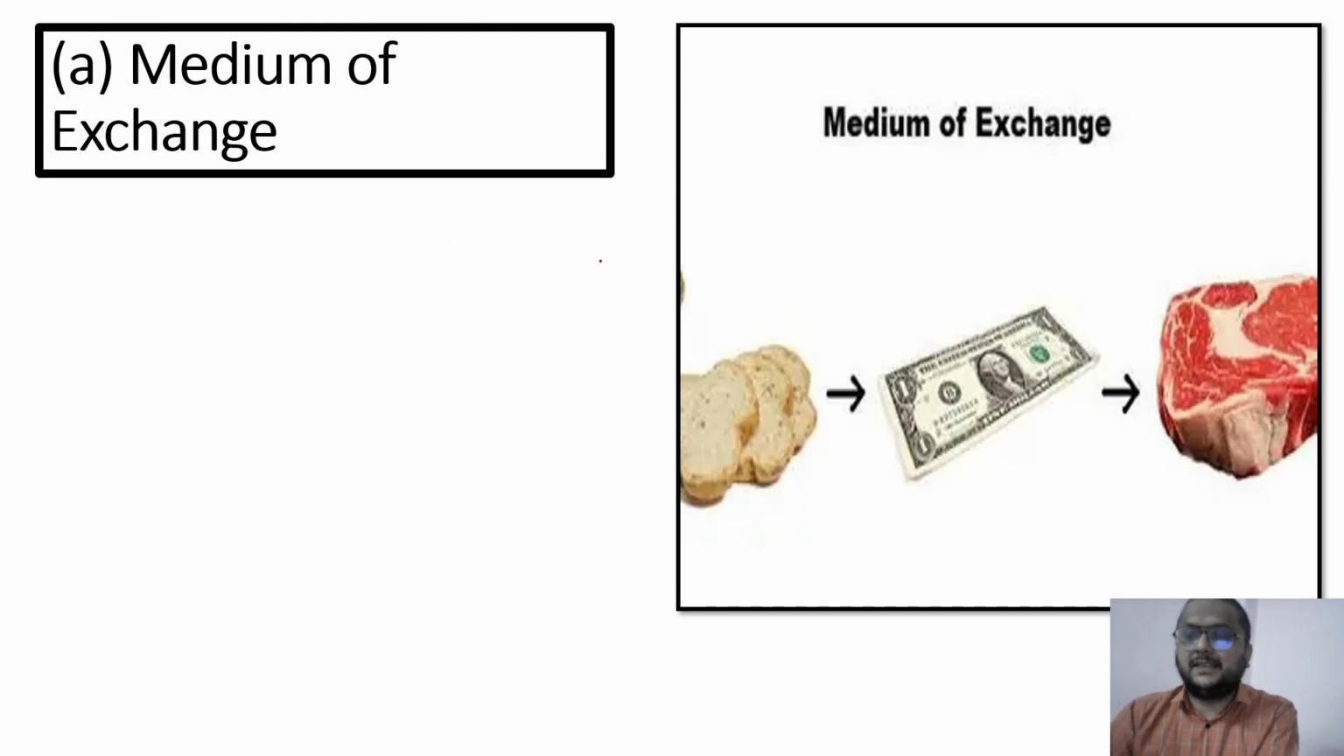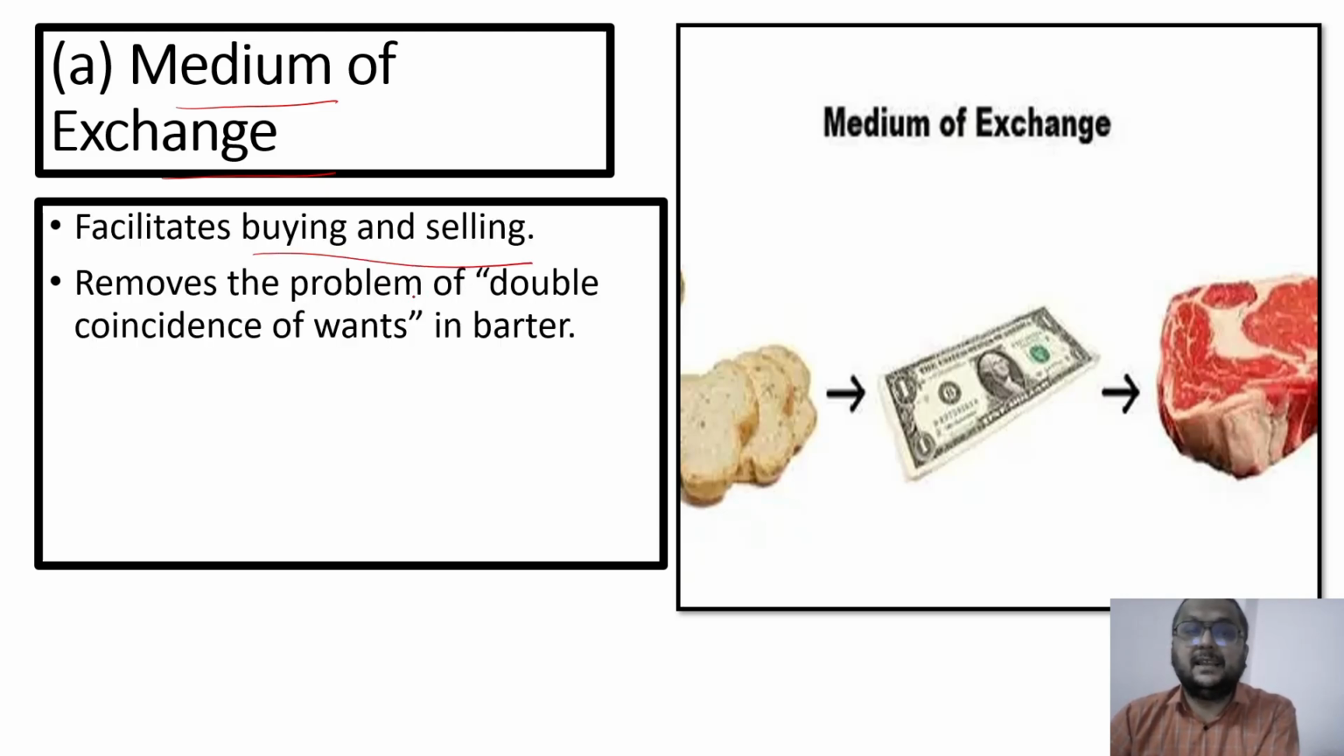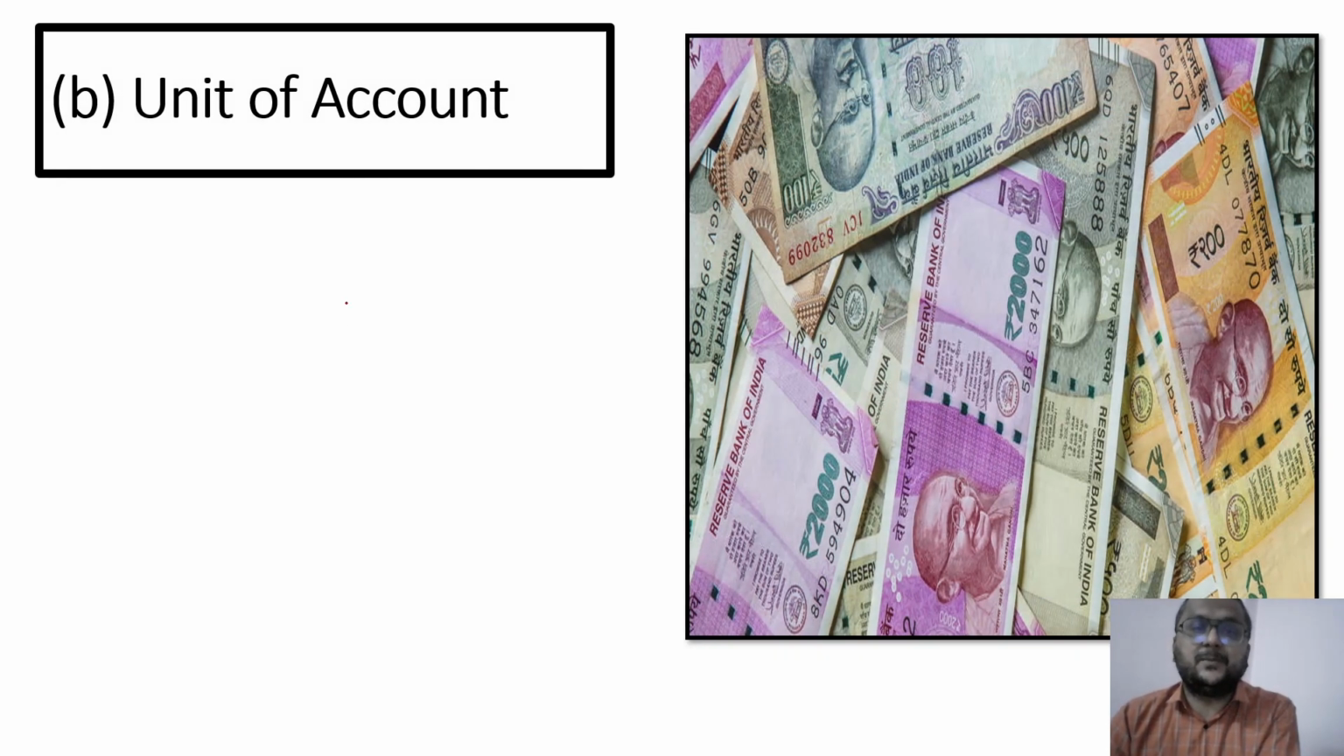Now let's look at these functions individually. The first function is medium of exchange. It means it facilitates buying and selling. It removes the problem of double coincidence of wants in the barter system. The barter system has this problem, which is removed by the concept of money. For example, you can pay rupees 50 for milk instead of finding a milkman who wants your old shoes or your commodity. That is how it works. So medium of exchange is the first essential function of money.